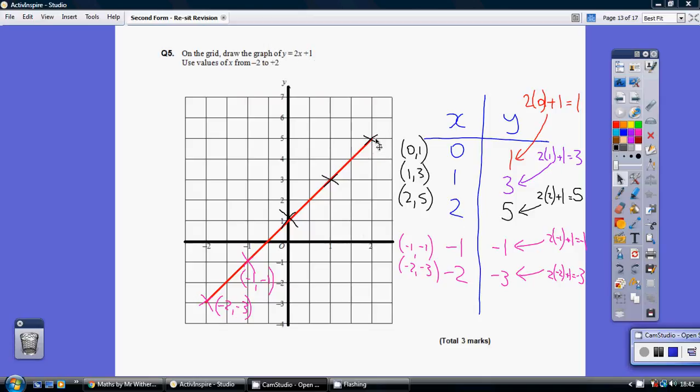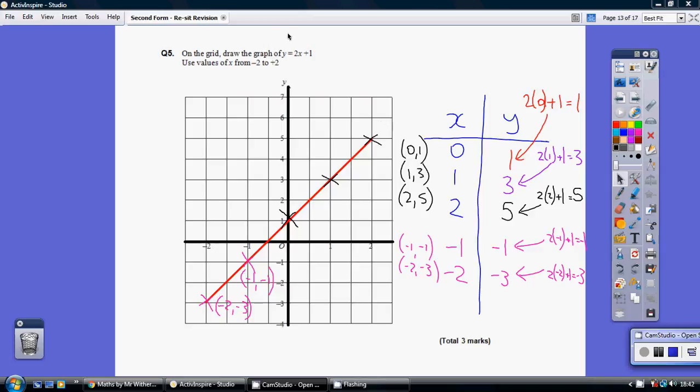Get your ruler out and make sure you draw very accurately across the whole range that you were required to do, from -2 to 2. So you do have to extend this line all the way down to here. Now it doesn't mean that you need to work out these coordinates. I have done over here in pink if you want. At the end of the line, you don't have to work out every coordinate. You just have to make sure that your line stretches all the way from x being -2 all the way up to x being 2.